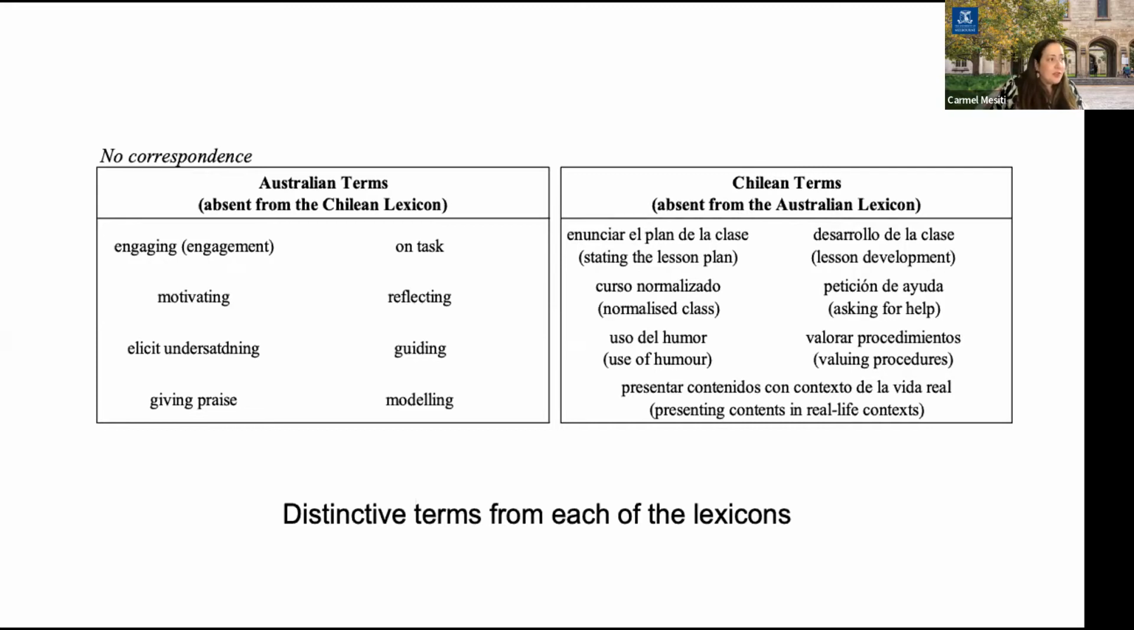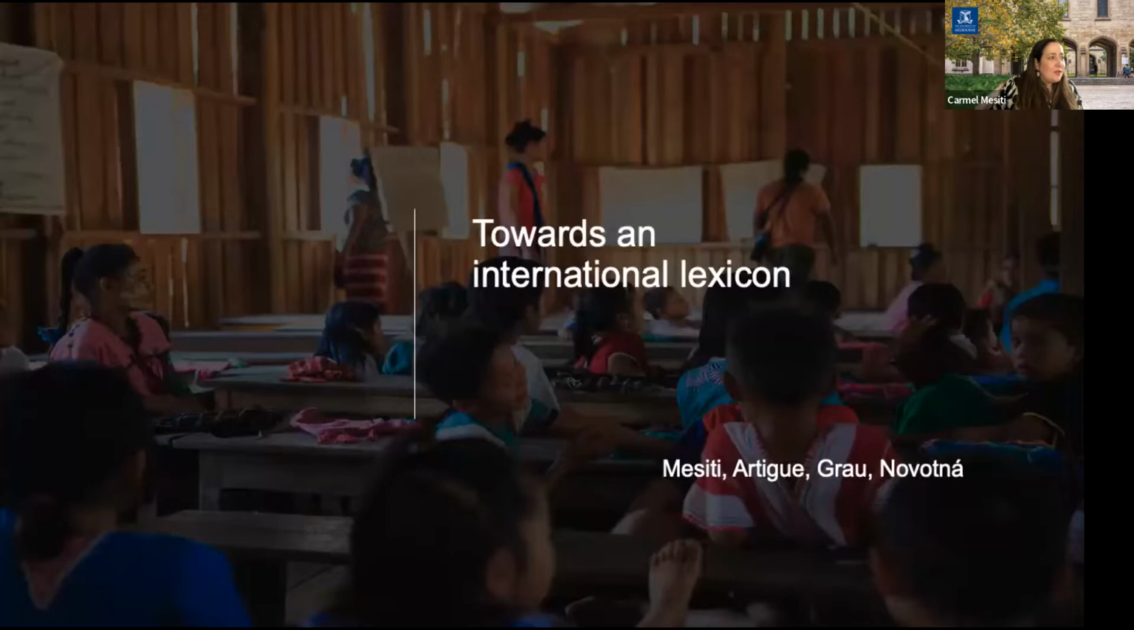I'm going to finish off just to give you an update on our work with Michèle and Valeska and Yamila. We've been thinking about what it might mean to work towards an international lexicon. What might it mean? What can we learn from looking at each other's lexicons? Because the comparisons I talked about earlier, they're sort of one with one, but what if we have a group of lexicons? What might we be able to do?